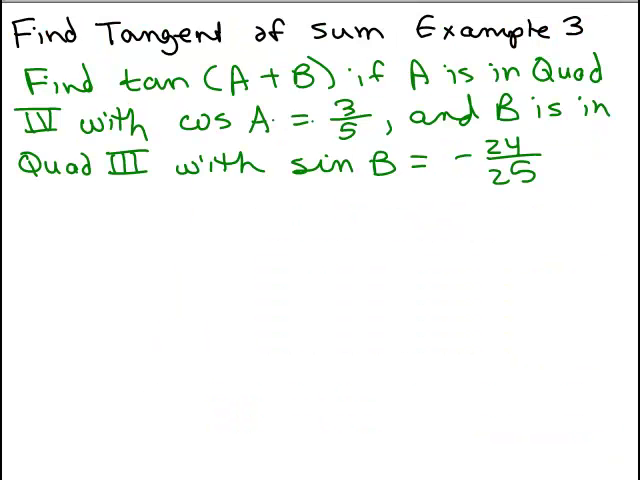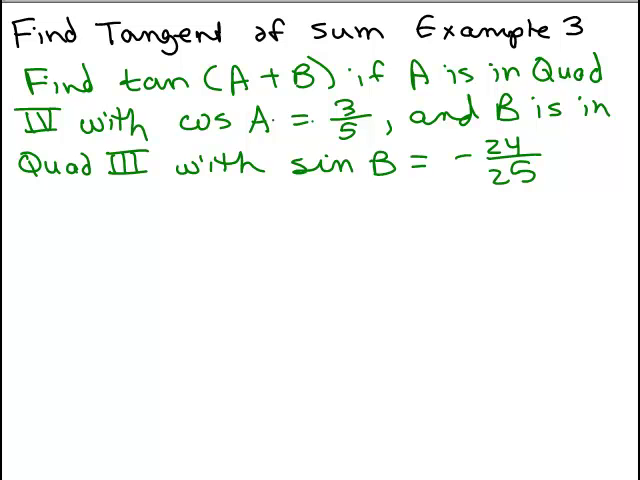This is example 3, finding the tangent of a sum. So we're going to do this one. Find the tangent of a plus b if a is in quadrant 4 with the cosine of a equals 3/5 and b is in quadrant 3 with the sine of b equaling negative 24/25.